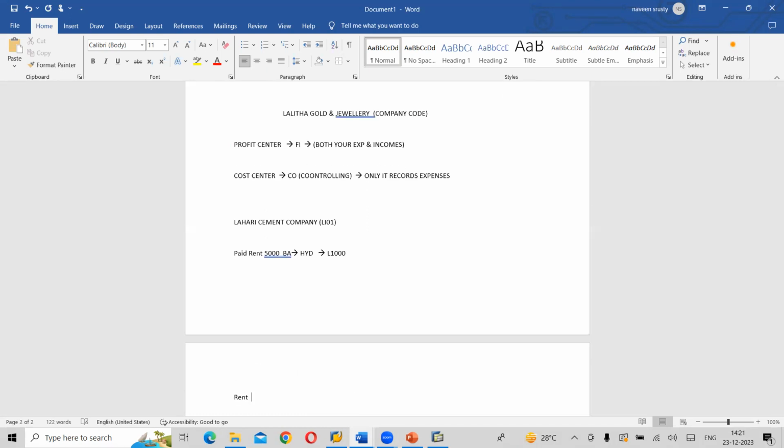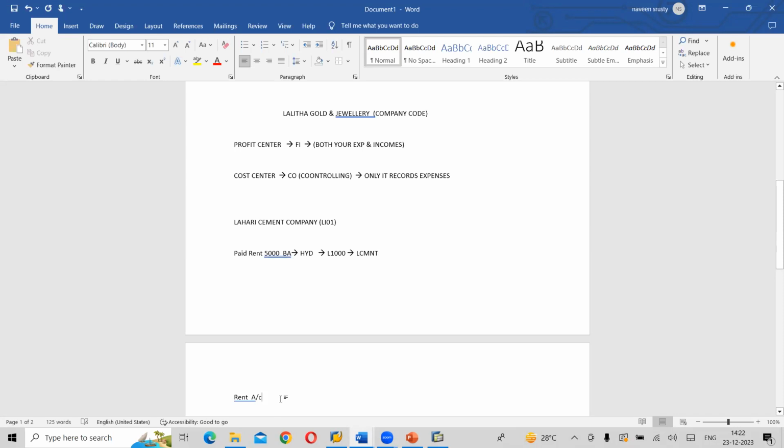Rent account. Here, what is this segment? This is my profit center. I've given the profit center as L1000 and the segment as Lahari cement segment. So I'm paying rent for which business area? Hyderabad. And what is the profit center? L1000, Lahari 1000, I'm just taking a name. And the segment is the cement segment.